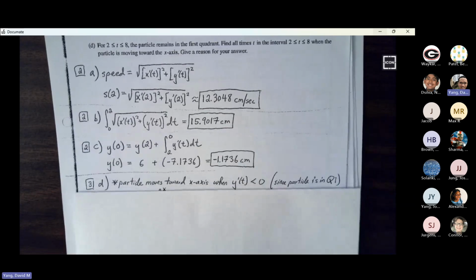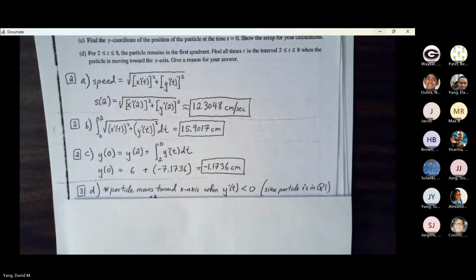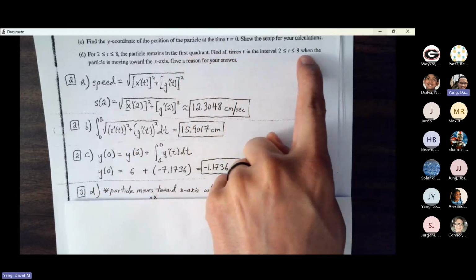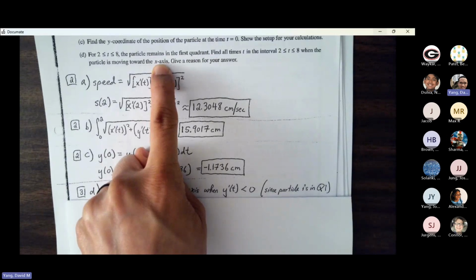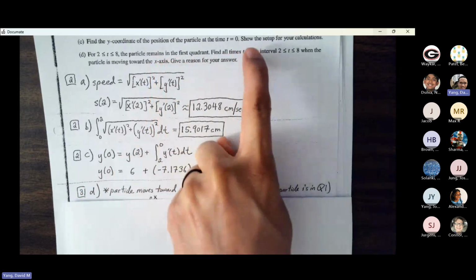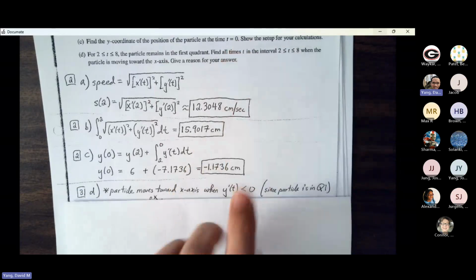Okay, so here's part D. Between 2 and 8, the particle remains in the first quadrant. So keep in mind that's where the particle is, during the entirety of the first quadrant. Find all the times between 2 and 8 when the particle is moving towards the x-axis. So if I can somehow show that my y prime is negative or positive, then I know the particle is either moving away or towards, because I know it's going to be starting above the x-axis. So if I get a negative, it's got to go towards. If it's positive, it's going to go away.